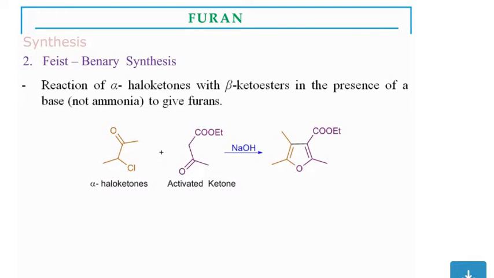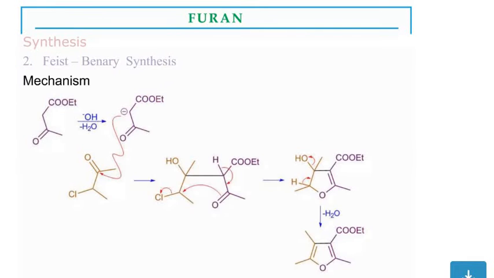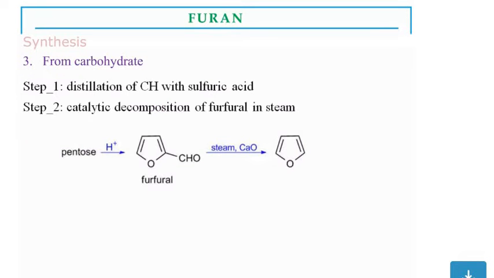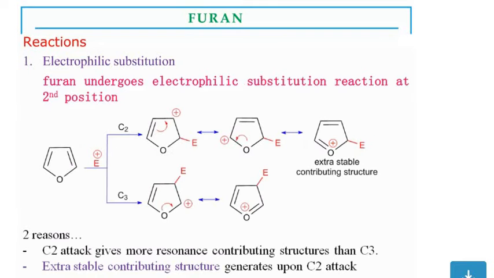Feist-Benary synthesis, reaction of alpha haloketones with beta ketoester in the presence of a base, not ammonia, to give furan. Alpha haloketones, activated ketone, you will get the furan. This is the mechanism. Now, from carbohydrate, distillation of pentose with sulfuric acid, and then catalytic decomposition of furfural in steam, with calcium oxide, you will get the furan.